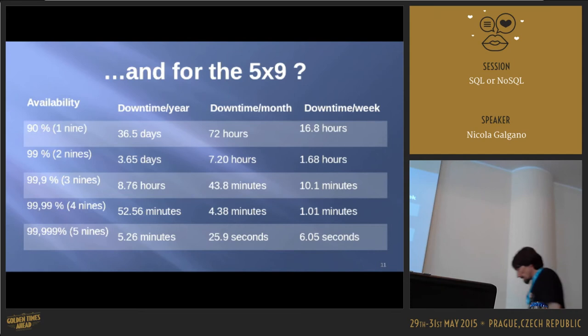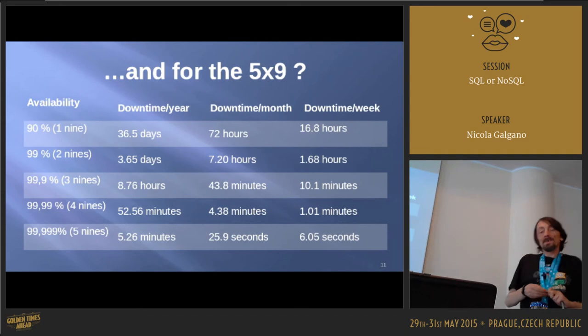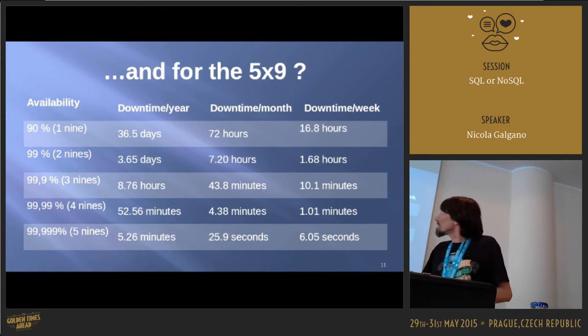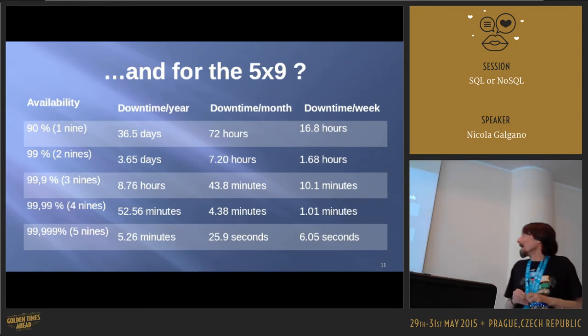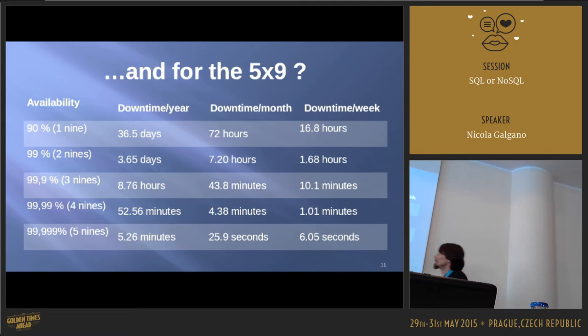If you are developing some application for some customer, one of the requirements that nowadays is very common that people ask of you is about availability, and they come with the name the five nines. As you can see, if you want to achieve the five nines, this means that in 1 year you have only five minutes of downtime. So, where are you in this table? What are your requirements?